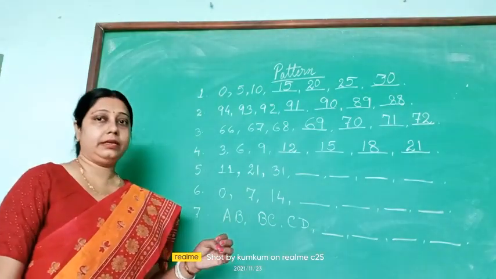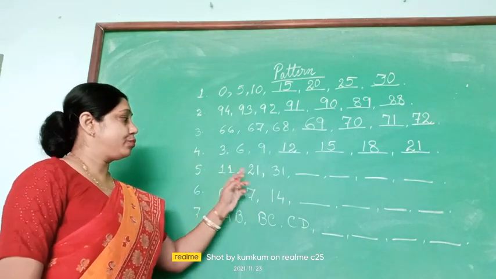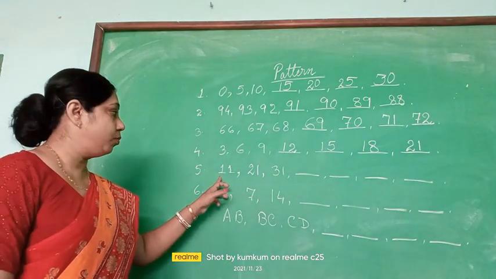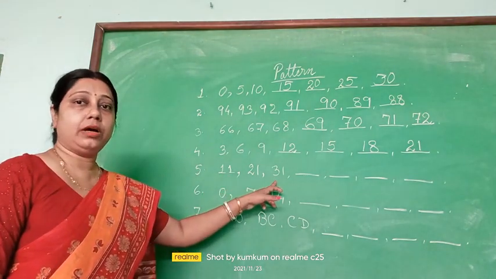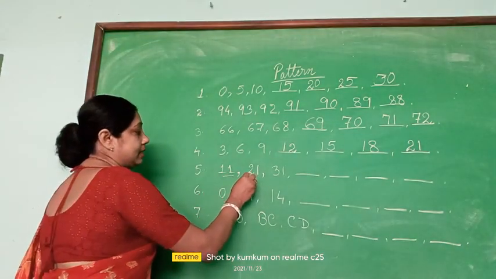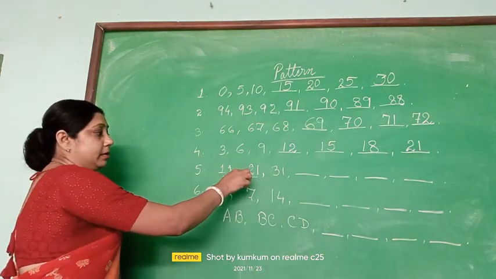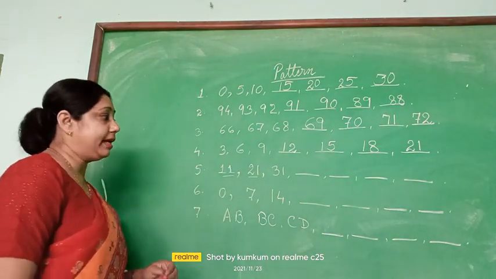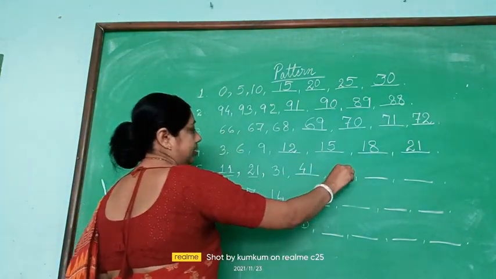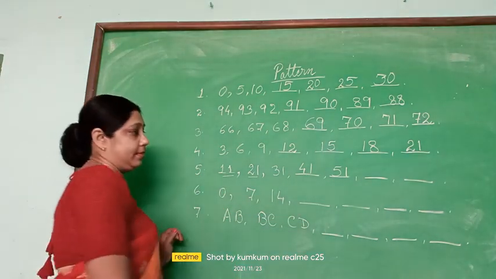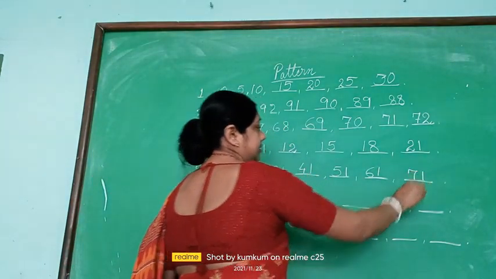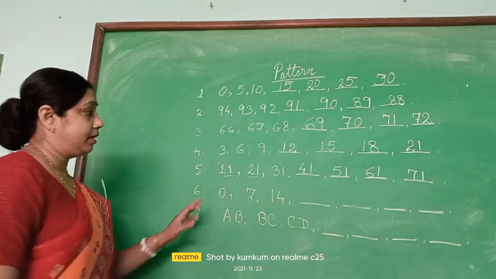Now next question, see 11, 21, 31. Like this also you can follow, or you can see 1, 1, 2, 1, 3, 1. No comma is there, that means we will take it as 11. No comma is there, that means 21. That means it is jumping in 10. But we can write like this also. 4, 1, then 5, 1, then 6, 1, then 7, 1, like this.